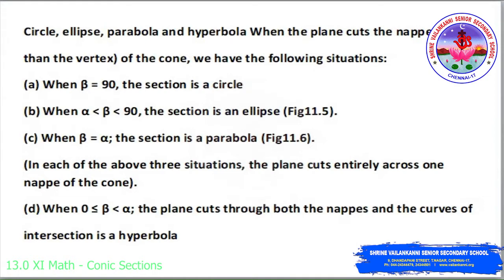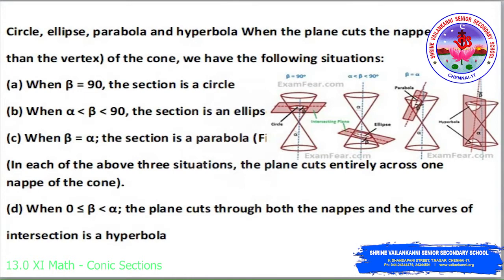When beta is 90 degrees, the section is a circle. So when a plane cuts at 90 degrees, we get a circle. When beta is less than 90 degrees and greater than alpha, then it is an ellipse. When beta equals alpha, the section is a parabola. When beta lies between 0 and alpha, the plane cuts both the nappes and the curve of intersection is a hyperbola.